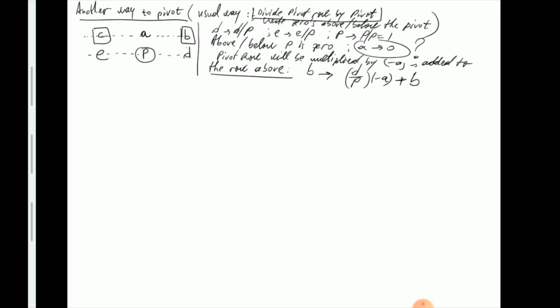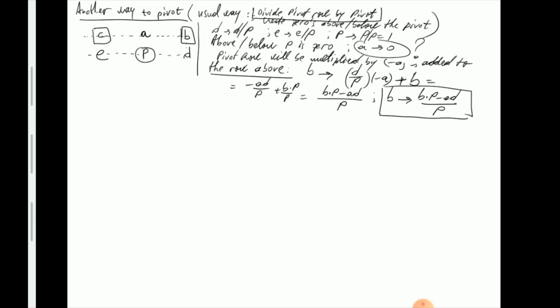D over P, because you divide the row by the pivot, and then times minus A, because you make 0 above the pivot, and then you add it to B. But if I rewrite this expression as a single fraction, and write the common denominator, I'm going to multiply B by P on top and on the bottom. This is going to be B times P minus AD over P. So B becomes B times P minus AD over P. And you can memorize this alternative way to pivot by thinking in terms of creating some sort of rectangle between the entry that you want to update, B in this case, and diagonal to P, and then the other corners of the rectangle, which are A and D. So you can think of B being replaced as the difference or cross product, if you want.